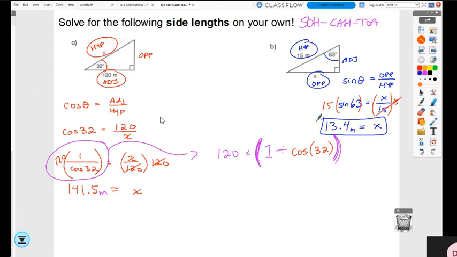Folks, any questions about solving for sides on your own? Everyone confirm their answer. The first one, 141.5. The second one, 13.4. Good, good, good. Okay. Yes? 142? No. We want one decimal place.